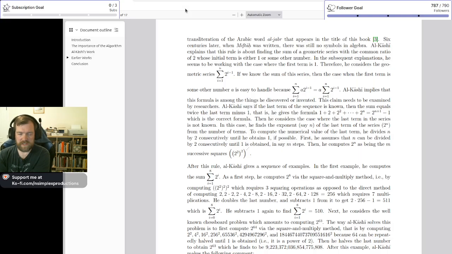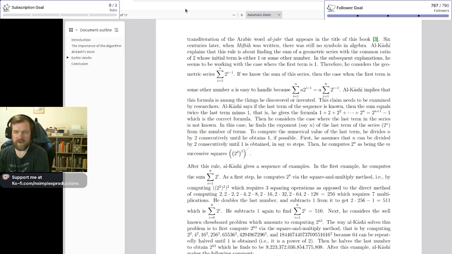In the first, he computes the sum of 2 to the i as i goes from 1 to 8. As a first step, he computes 2 to the 8th via the square and multiply method, i.e. computing 2 to the second, to the second, to the second, which requires 3 squaring operations as opposed to the direct method of computing 2 times 2, 2 times 4, 2 times 8, 2 times 16, 2 times 32, 2 times 64, 2 times 128, which equals 256, which requires 7 multiplications.